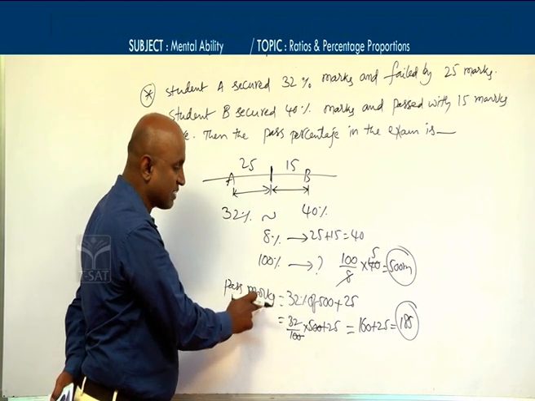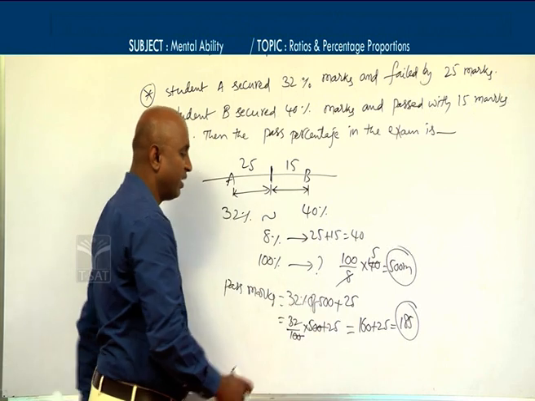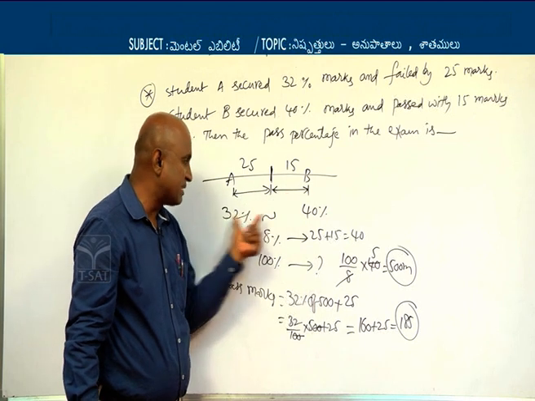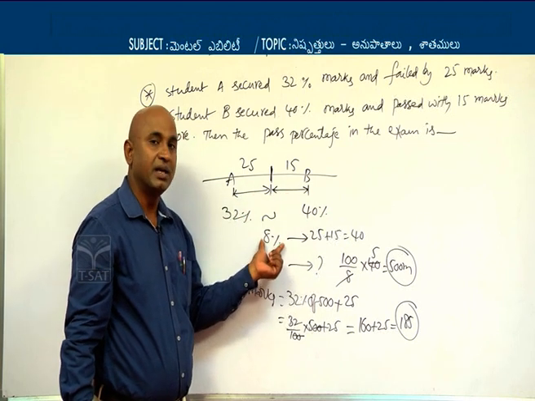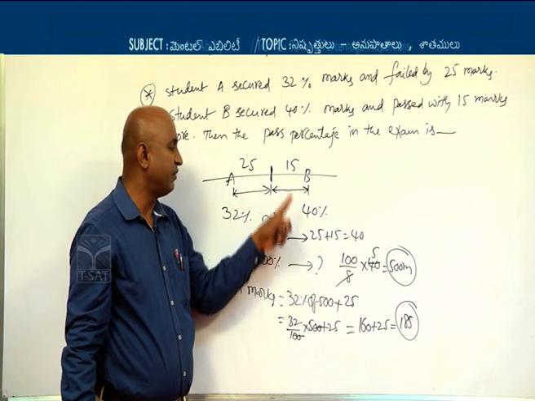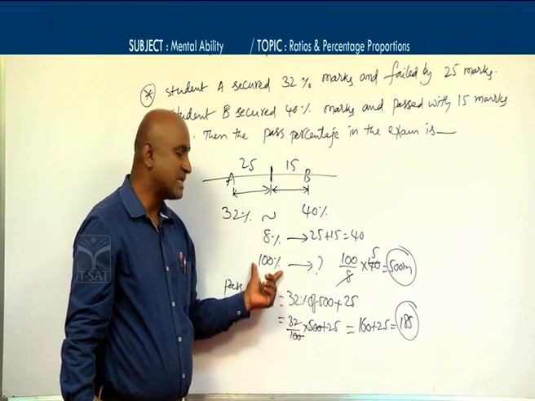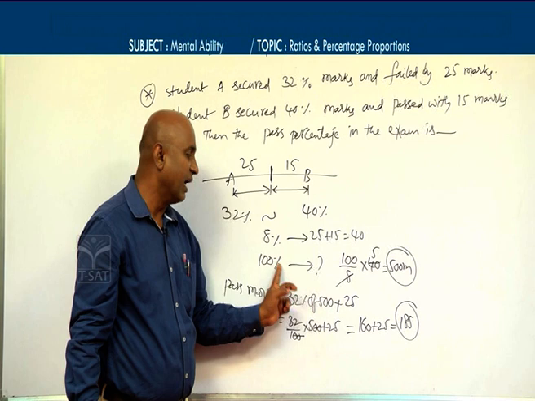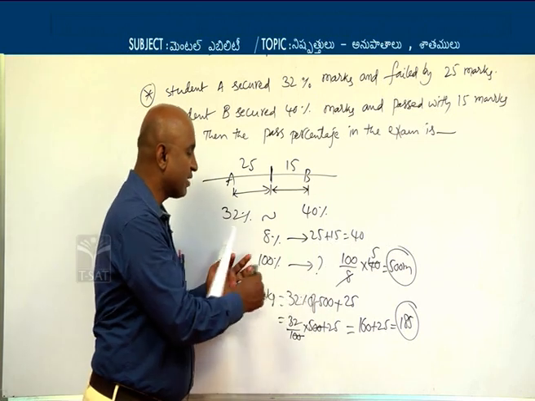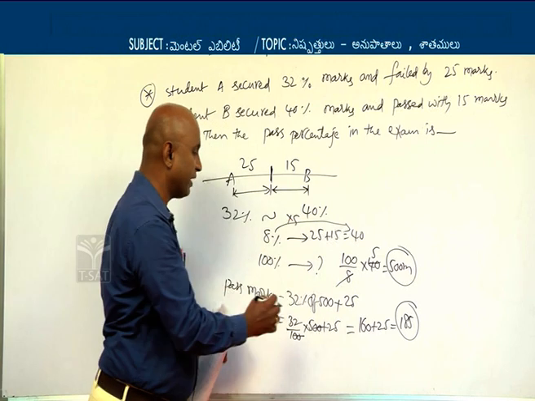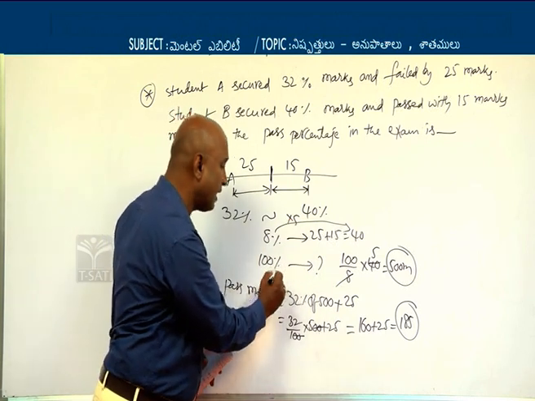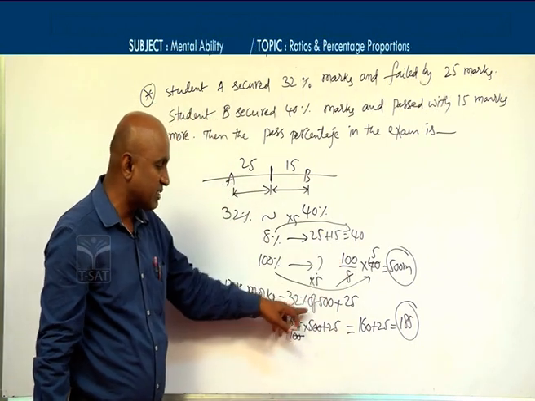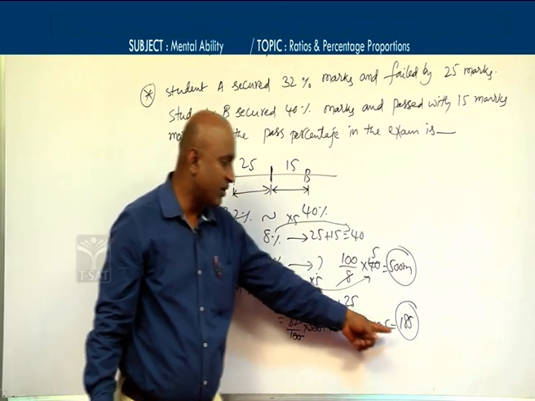That is why we have taken that pass marks is equal to 32% of 500 plus 25. This 500 is how we find it. The difference between these two values 32% and 40% is equal to 8%. If 8% is equal to the sum of 25 and 15, that is equal to 40, then exam will be conducted for 100%. Then 100% is how much? If 8% is 40, 100% is equal to 8 5s are 40. 8 into 5 is equal to 40. Similarly, 100 into 5 is also 500. So, pass marks is equal to 32% of 500 plus 25, it is 185.